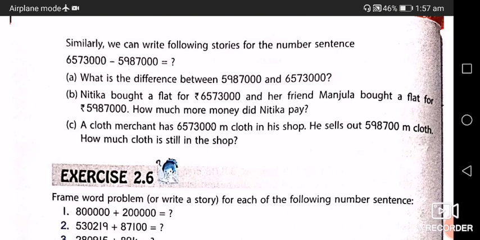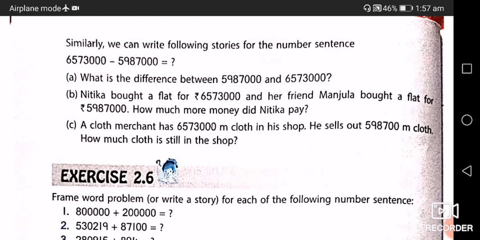B is, Nikita bought a flat of this cost and her friend Manjula bought a flat for this. How much more money did Nikita pay? This is yet another way. As we are seeing, we can frame the question by using those keywords which we have learned in addition and subtraction. I am going to tell you examples also when we do this exercise.